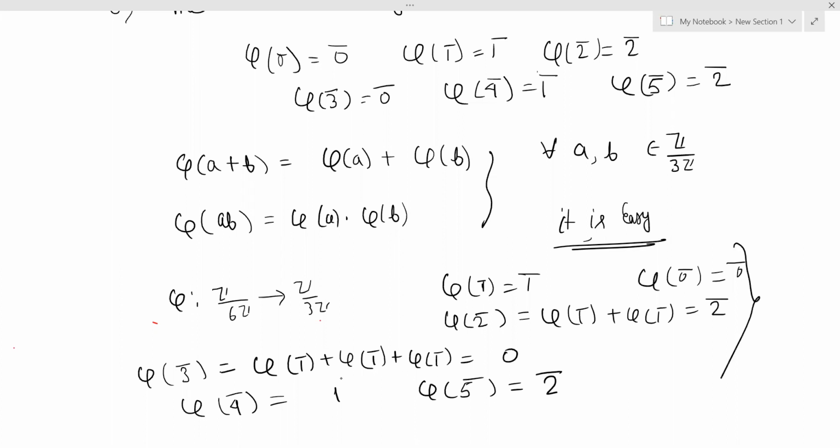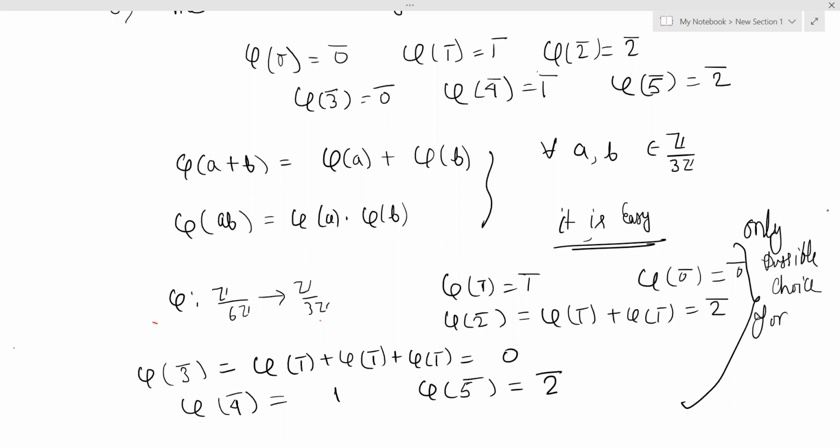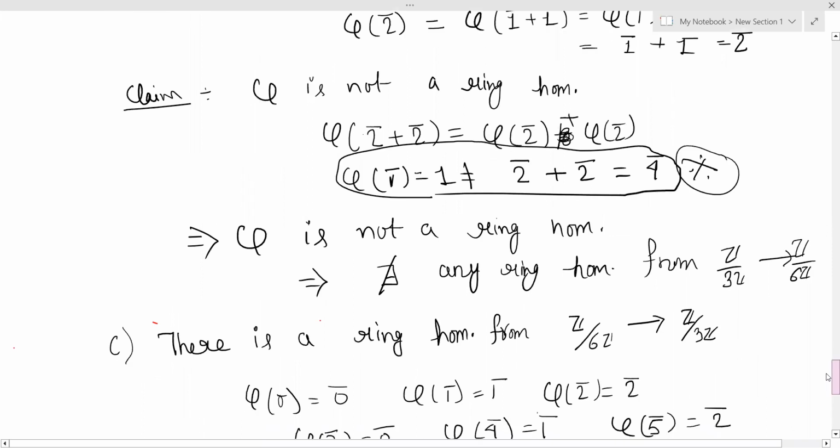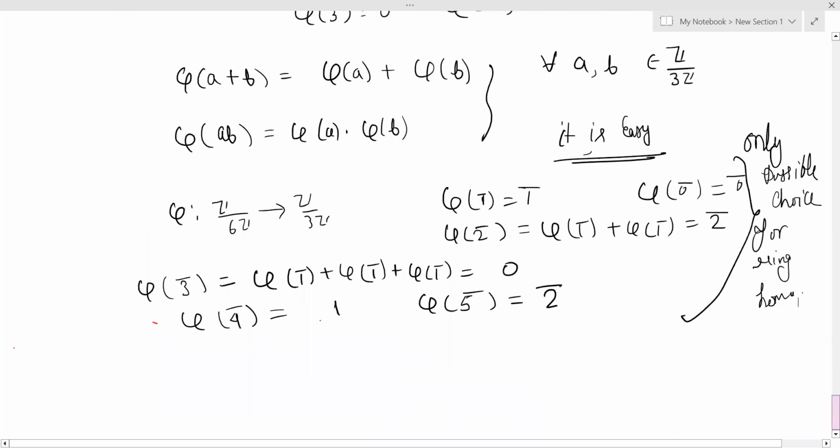The choice given is the only choice of function for a ring homomorphism, and you can prove that this is a ring homomorphism. Only possible choice for ring homomorphism. So what have we done? We have proved that there is a ring homomorphism from Z mod 6Z to Z mod 3Z, and even that ring homomorphism is unique; there is no other ring homomorphism from Z mod 6Z to Z mod 3Z. So now, next option.